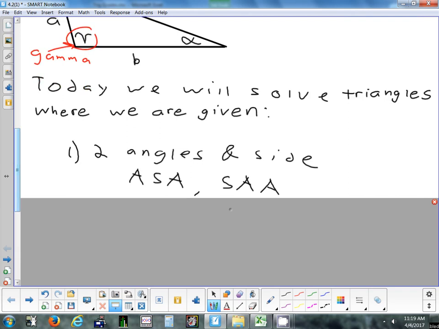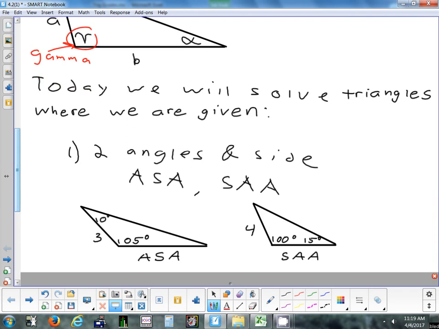And there's two ways they can do that. The placement of the letters, the order you write the A's and S's in, is important. So the first one is an example of angle, side, angle. The reason it's angle, side, angle is because you know two angles, and you know the side that's between the two angles. The side that you know connects the two angles. Versus the picture on the right, you still know two angles and a side, but this time the side that you know is not between the two angles. You know one of the other sides.